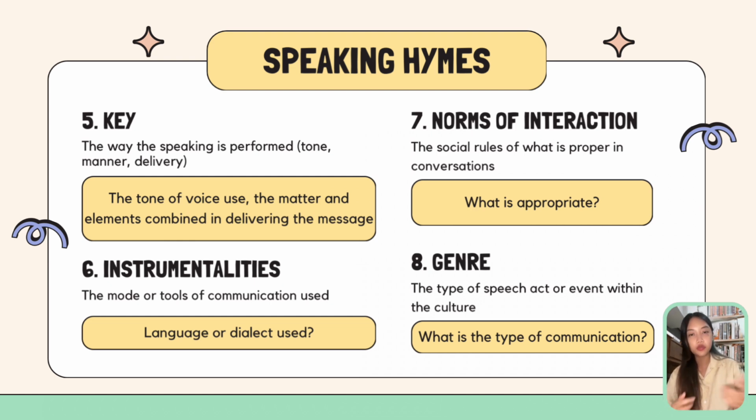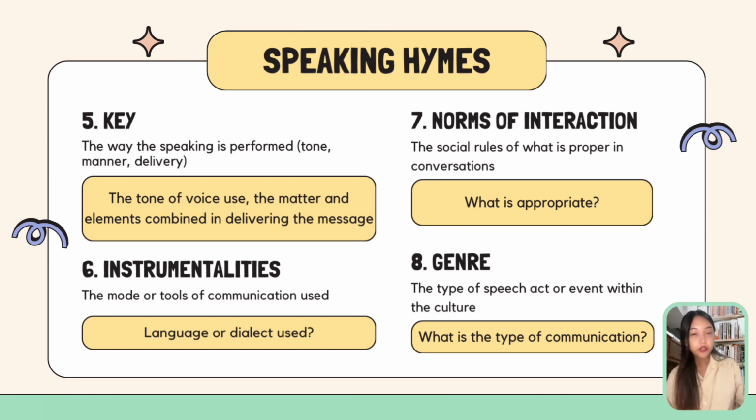And then we have norms of interaction, which is the social rules of what is proper in the communication or in the conversation. Like, what is appropriate? Is this morally correct? Is this not morally correct? Is this a respectful way of saying it? That's all part of norms. And then we have genre, which is the type of speech act or event within the culture. Like, what is the type of communication? Is it a debate? Is it just joking? Is it just casual conversation, etc.? So it's all part of genre.